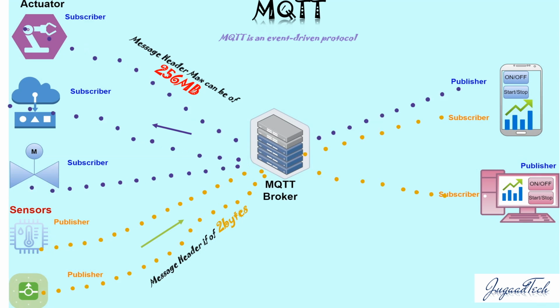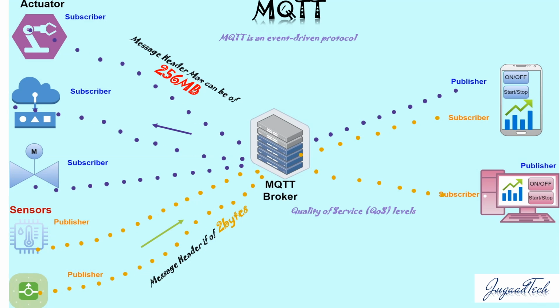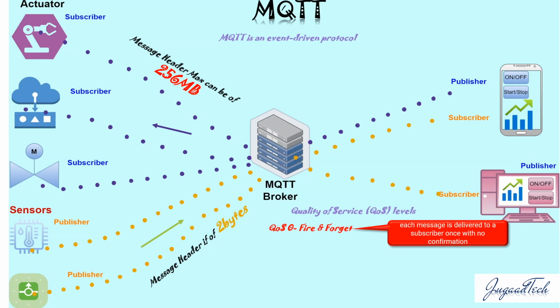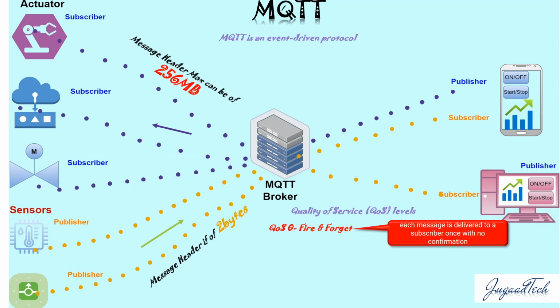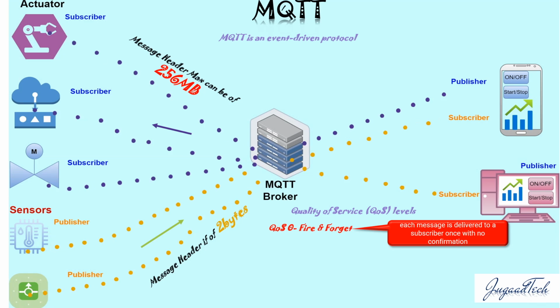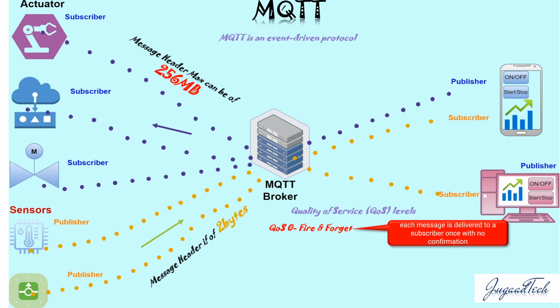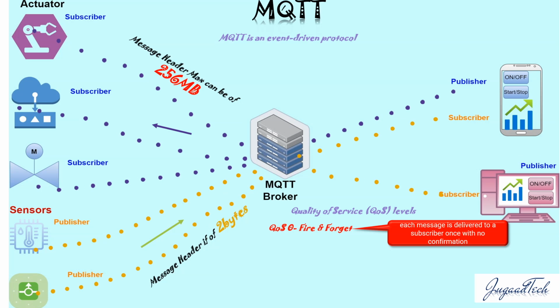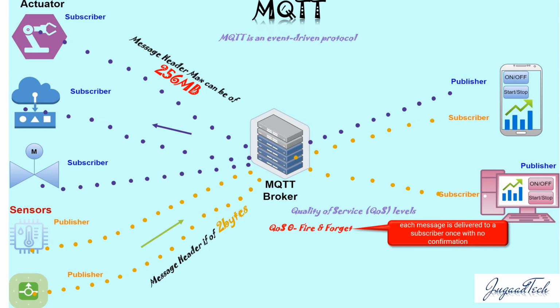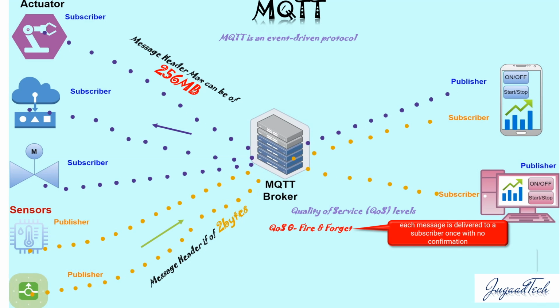Now, when we are passing all this information, we also need to check the quality of service. Quality of service levels have been defined in 3 categories. The first is level 0, which is fire and forget, meaning each message is delivered to the subscriber but there is no confirmation. It is like a delivery agent who has left the parcel at your doorstep but neither calls nor checks whether you or someone else has taken it. If the subscriber is offline, it doesn't know whether the subscriber received the message or not.